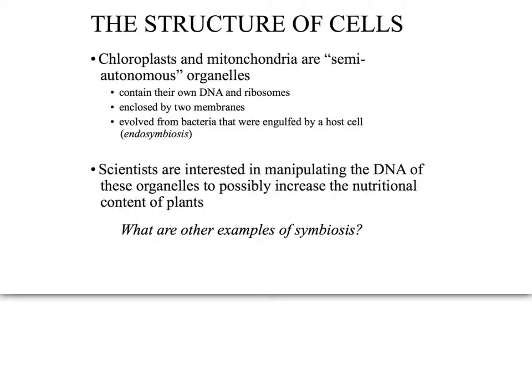Okay, now, chloroplasts and mitochondria, whoops, there's a typo, are what they call semi-autonomous organelles. So they have their own DNA and their own ribosomes. They have two membranes around them.